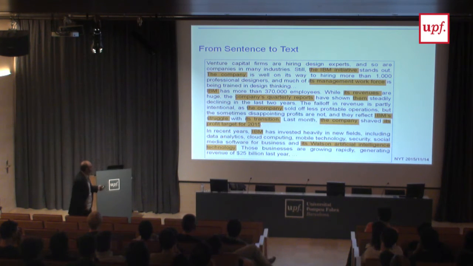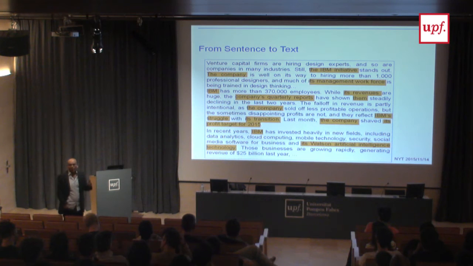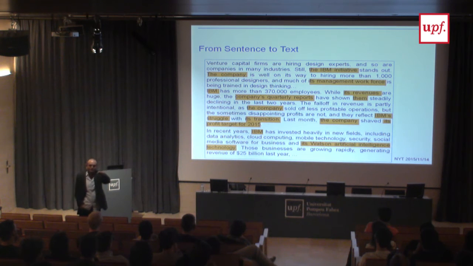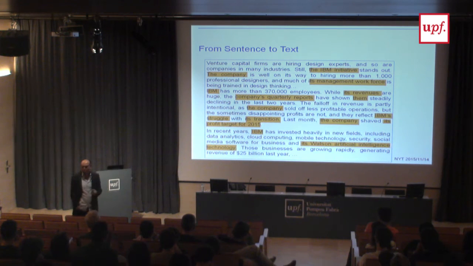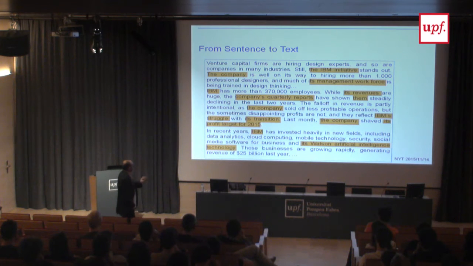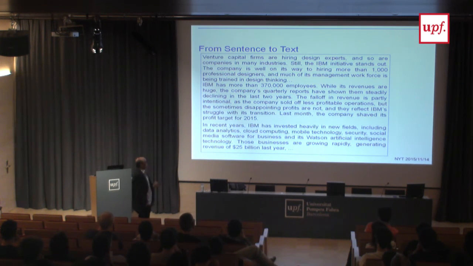So if we identify all terms referring to IBM in one way or the other, and we get the relations between those terms, then we know what the text is about. So we have an understanding of the text. But we can get even more out of a text.